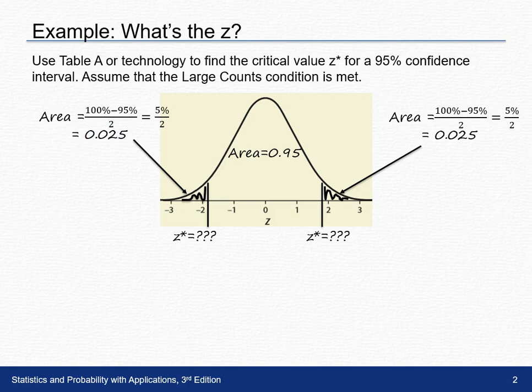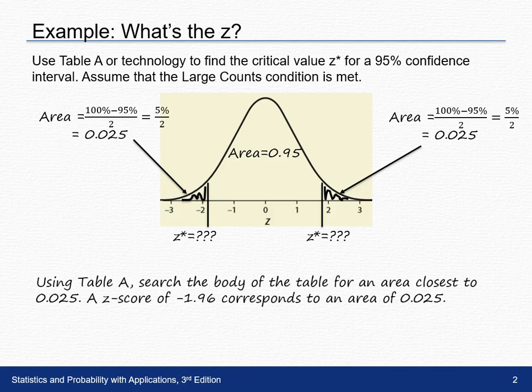That's the probability. So if we're going to use Table A, we need to search the body of that table for the area closest to 0.025. That gives us a z-score of negative 1.96. So that means that our actual z-star is negative 1.96 and positive 1.96.